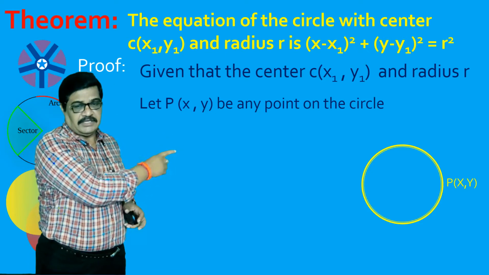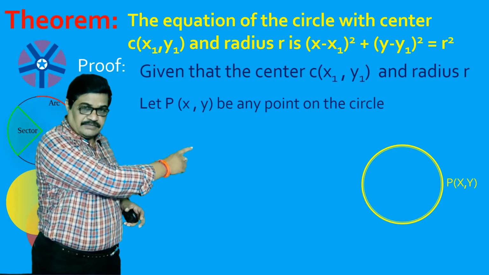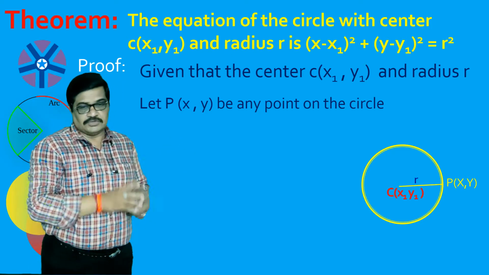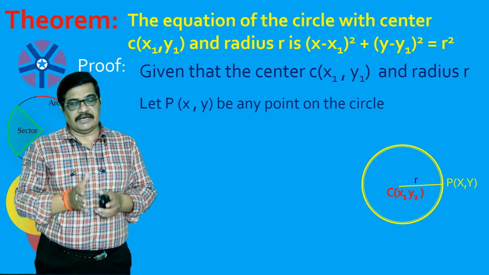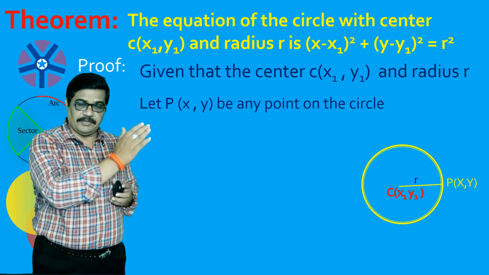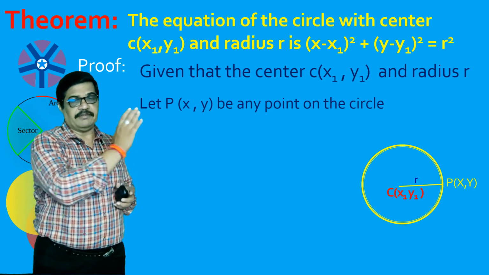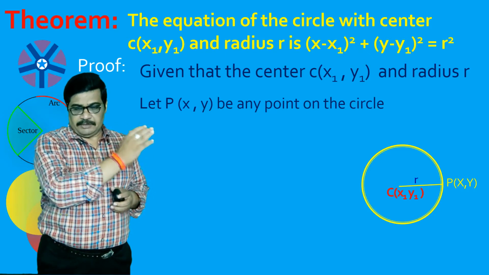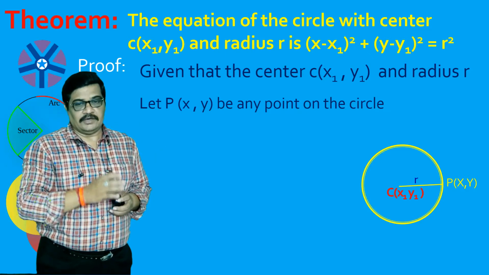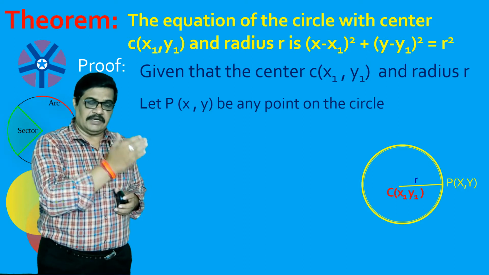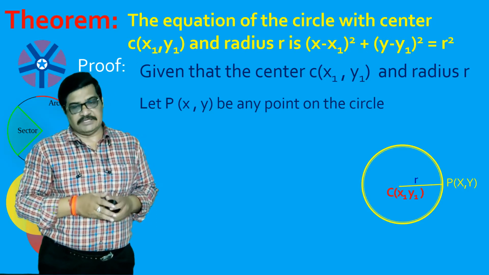Here C is the center given as (x1, y1), and the radius is also given, r. So we are given the center and radius r. Now we take a point P(x, y), a variable point on the locus of the point P. Now we write the locus of P, which becomes the equation of the circle.